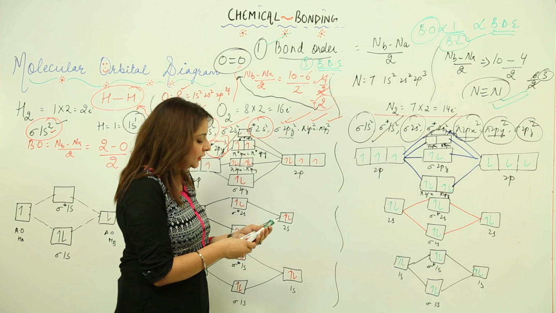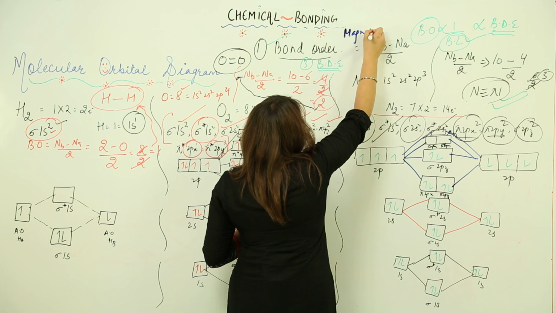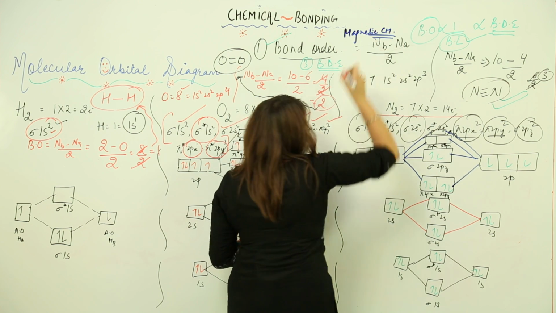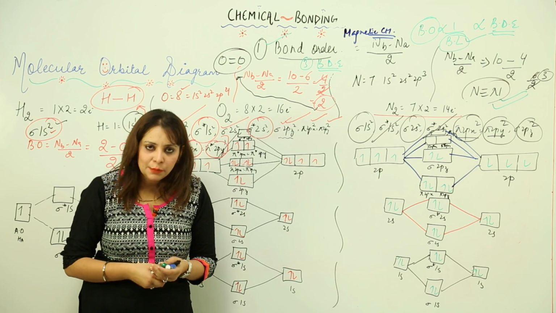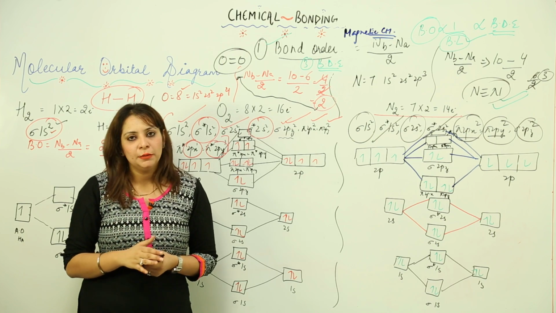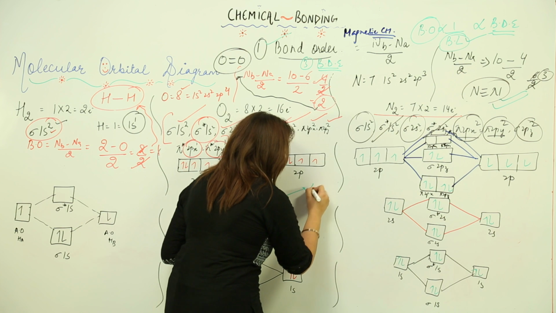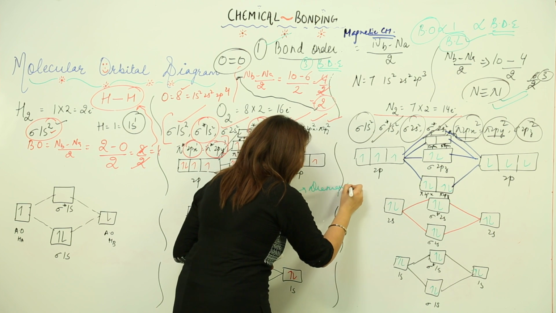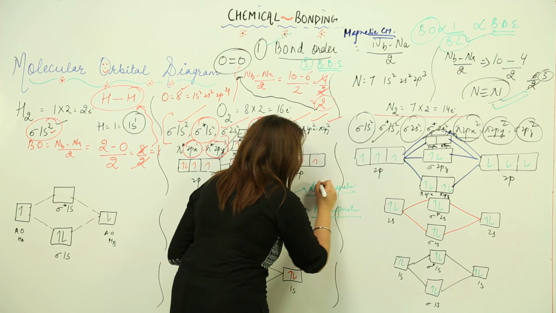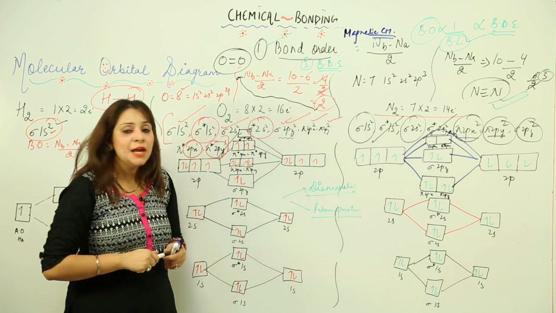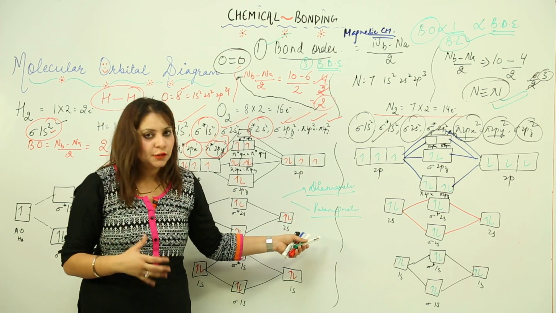The fourth information which is revealed by these diagrams is the magnetic character. Magnetic character implies whether the given molecule is attracted by the magnet or not. So likewise, we divide these molecules into 2 categories, diamagnetic and paramagnetic. Diamagnetic are actually repelled by the magnet, right, and paramagnetic are attracted by the magnet.